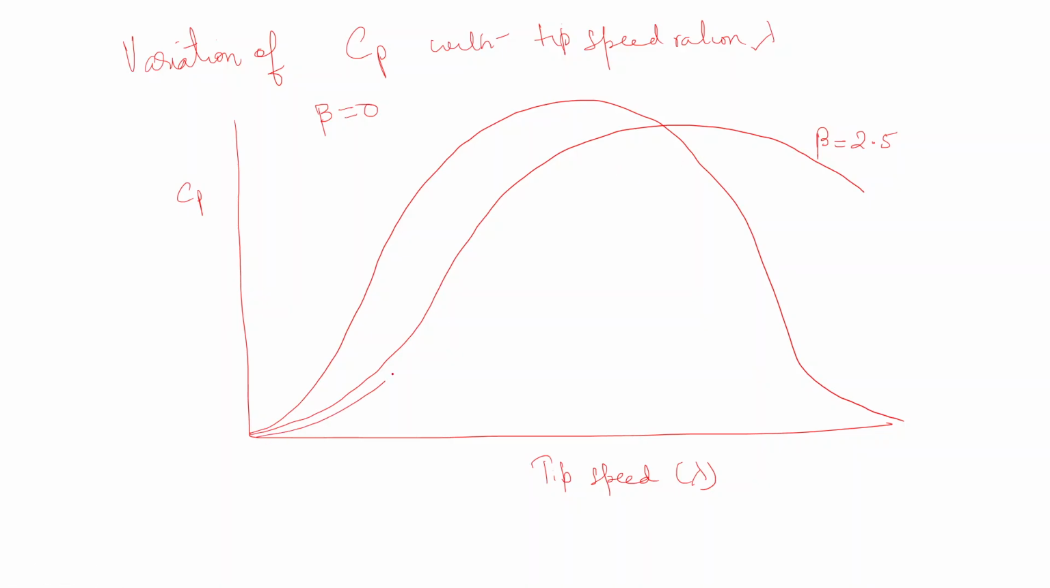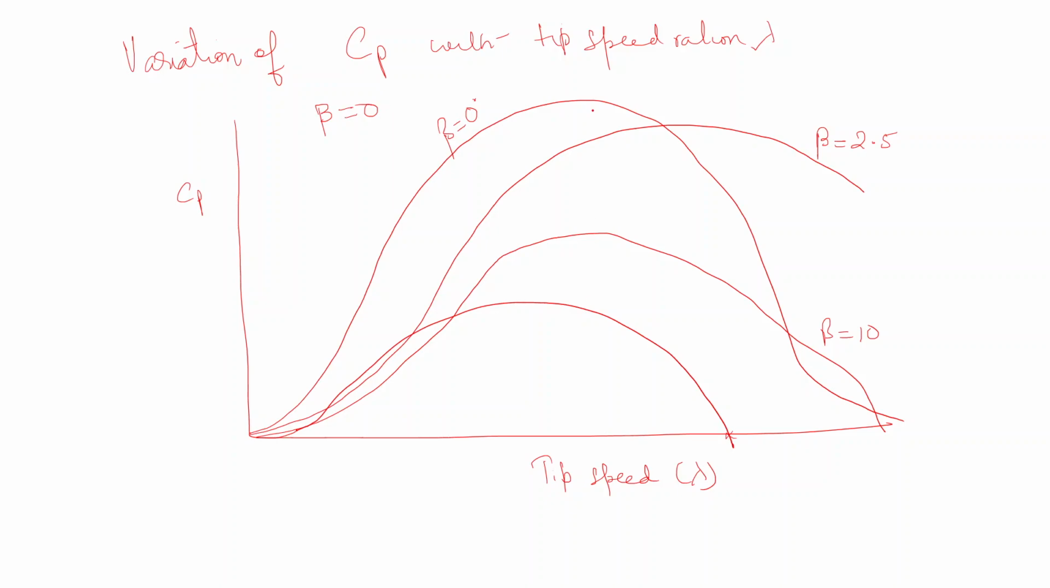it will go down like this. This is beta is equal to 10. And this is beta is equal to 0. Okay. Now, for beta is equal to 20 degrees, or let's say 15 degrees, what will it be like? It will be like this.